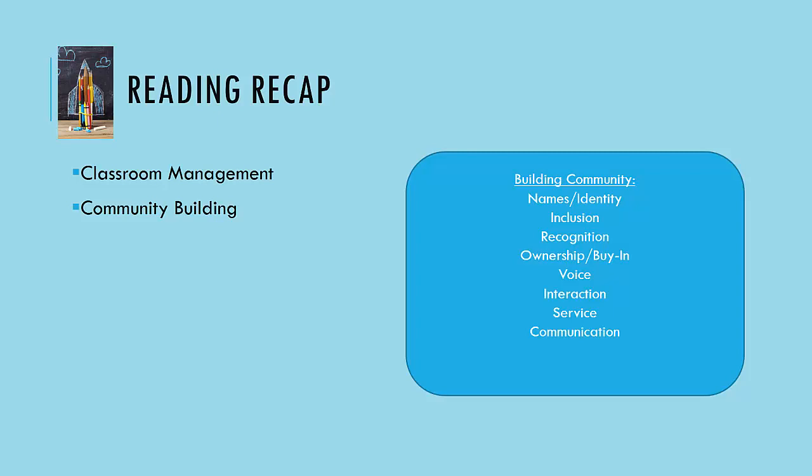Also, allow students to have some ownership in the classroom and have buy-in. One way to do this is have them help create the school or classroom rules. Also, make sure that your students have a voice, and that is connected to having them have a say in the rules, but make sure they have an opportunity to talk and voice their opinion in class. Also, it's important that students have an opportunity to interact and discuss ideas in the classroom. They need to be able to interact with a wide variety of students, not just the same students every day.